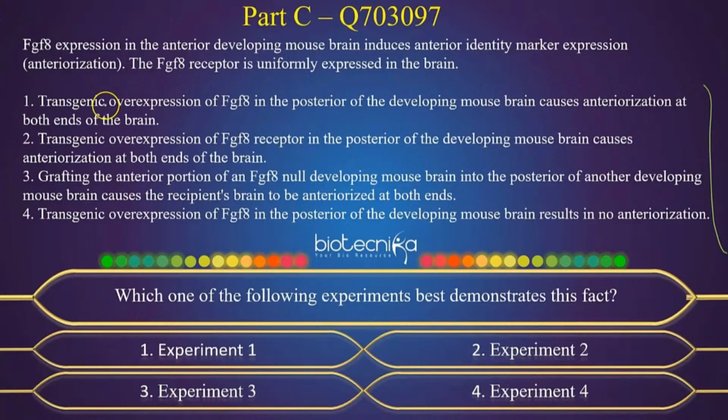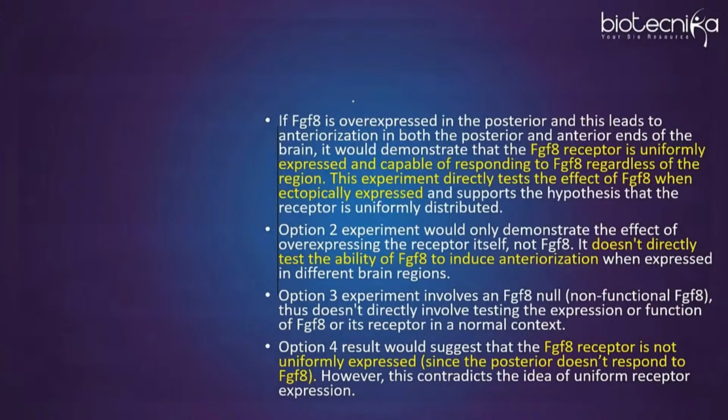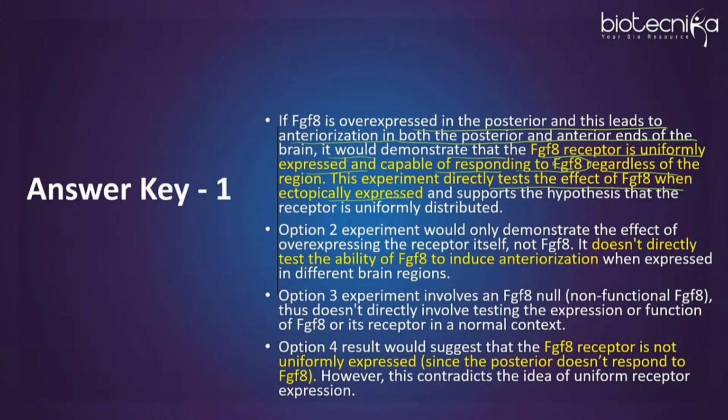So if you are doing transgenic overexpression of FGF8 in the posterior of the developing brain, right? If FGF8 is overexpressed in the posterior, then this will lead to anteriorization in both the posterior and anterior ends of the brain. So it would demonstrate that the receptor is uniformly expressed and capable of responding to FGF8 regardless of the region. So this experiment directly tests the effect of FGF when ectopically expressed and supports the hypothesis that the receptor is uniformly distributed. Okay, so that is why option 1 is the only right answer.